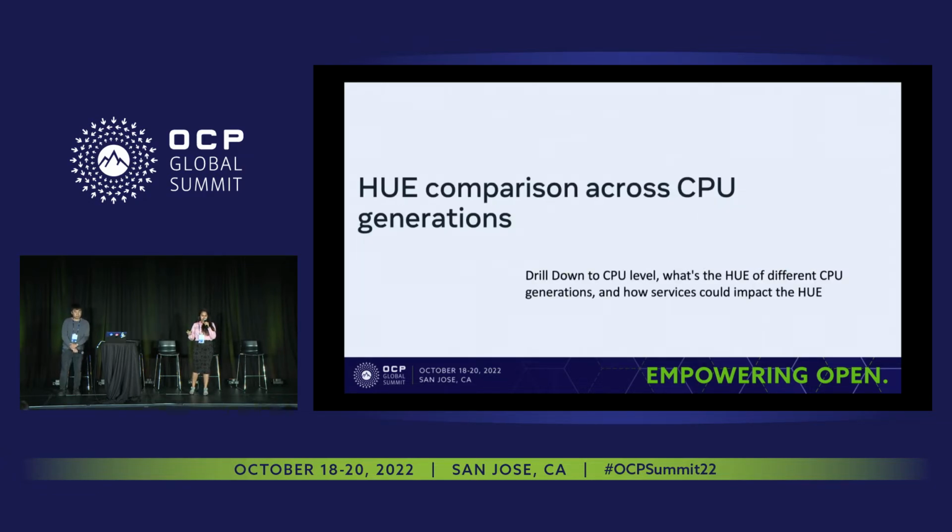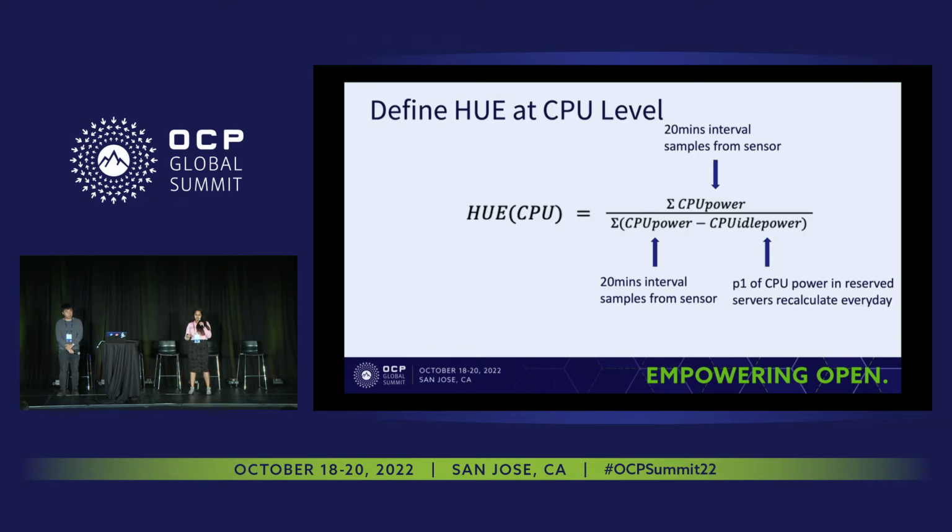Going over to the next study that we did across different CPU generations, here we drilled down to a further CPU level and the HUE values over there. Shuhao previously covered how we calculate the overall HUE value on the hardware platform level. Here we looked at the CPU level HUE value and the computation of that and the correlation of services with that. So to define the CPU HUE value, we took the initial definition of the platform level HUE. So we have the CPU power, and we take the ratio of that with the delta of the CPU power and the CPU idle power.